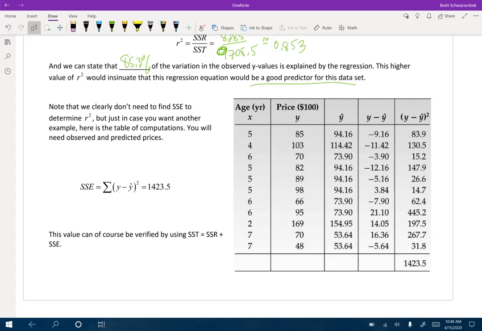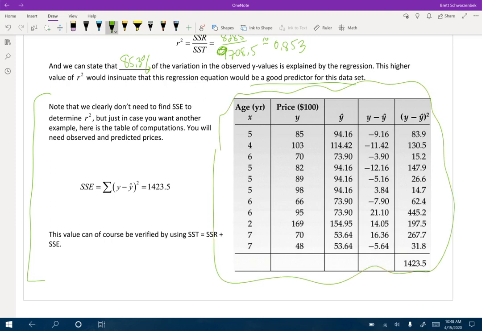Again, just to be clear, SSE is not needed in order to calculate R squared, but because we probably will be using it in future lessons, I wanted to make sure to bring it up. So if you needed to calculate SSE from scratch, and maybe you'd even have to do it in the homework, I don't remember, what I did was the calculations over here.